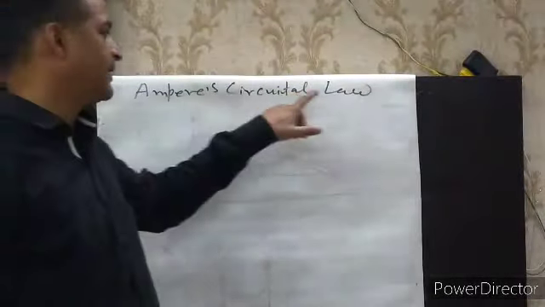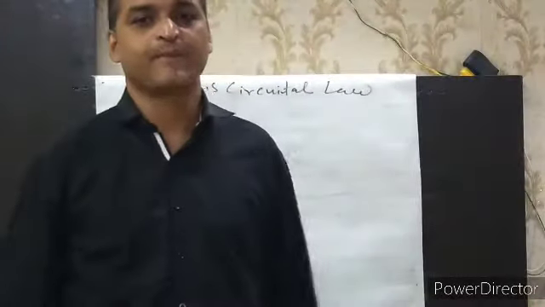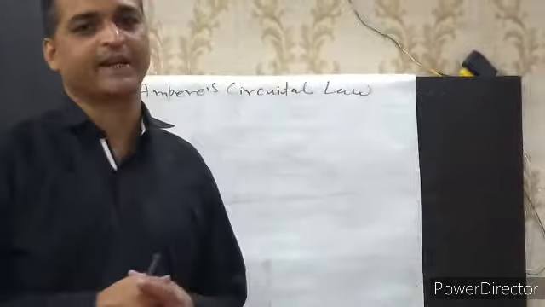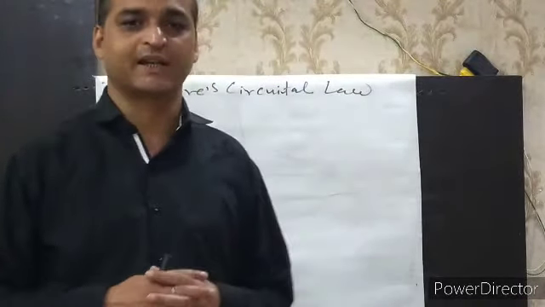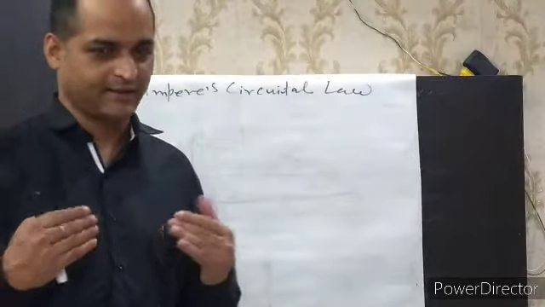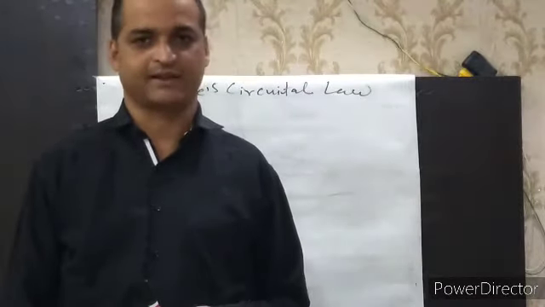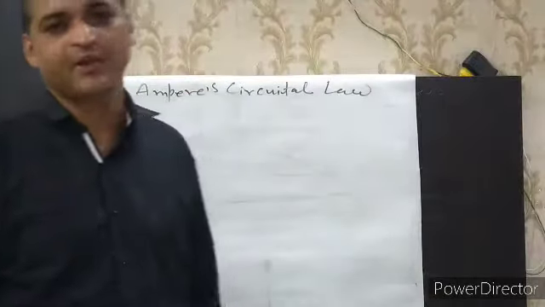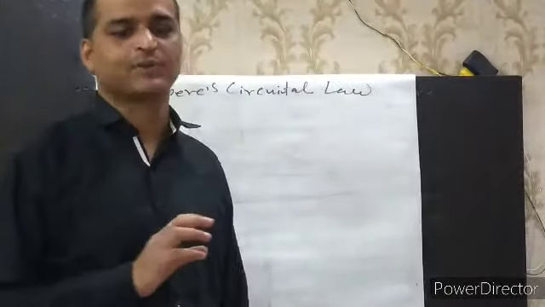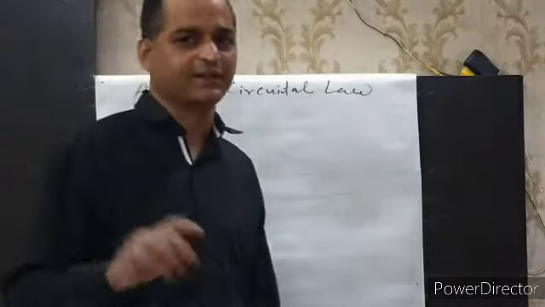Ampere's circuital law. What is Ampere circuital law? Listen to the statement. The line integration of magnetic field is mu naught times the total current flowing in the circuit. Whatever the shape of the circuit, the line integration of magnetic field is mu naught times total current flowing in the circuit. You have to understand what is line integration.